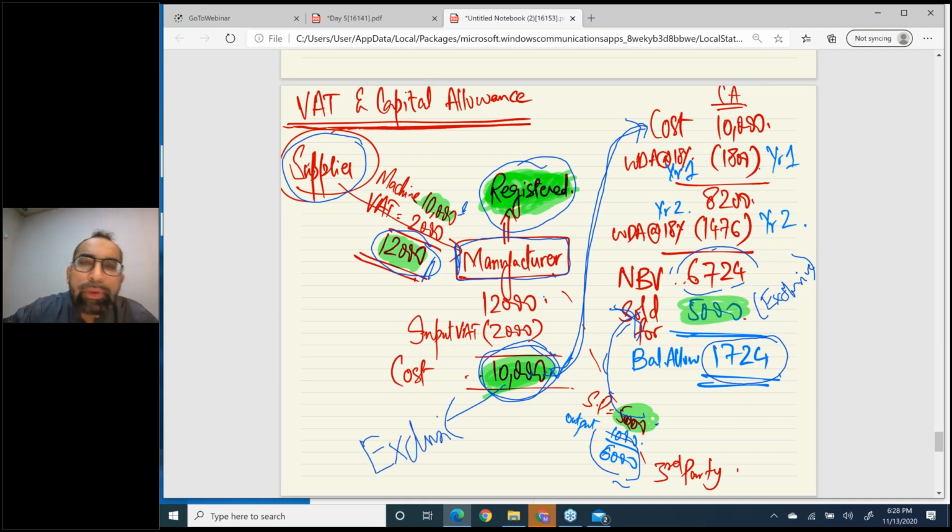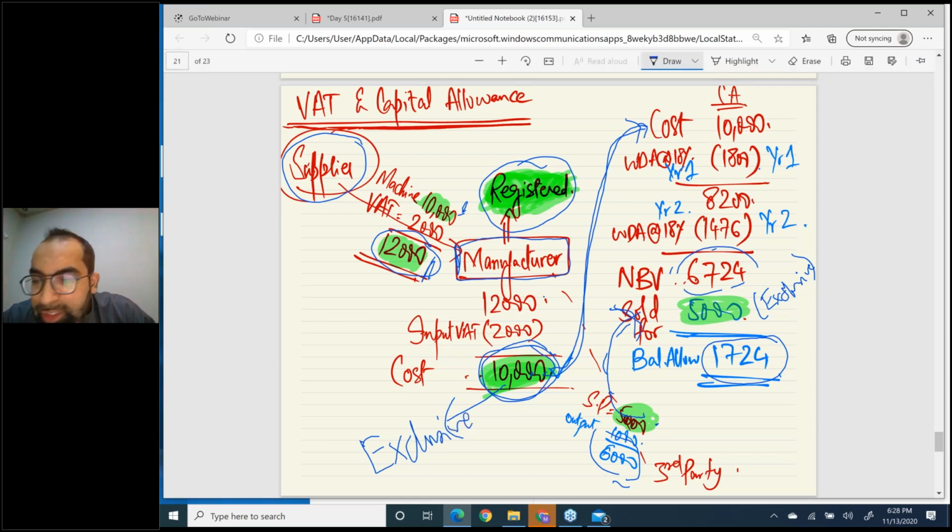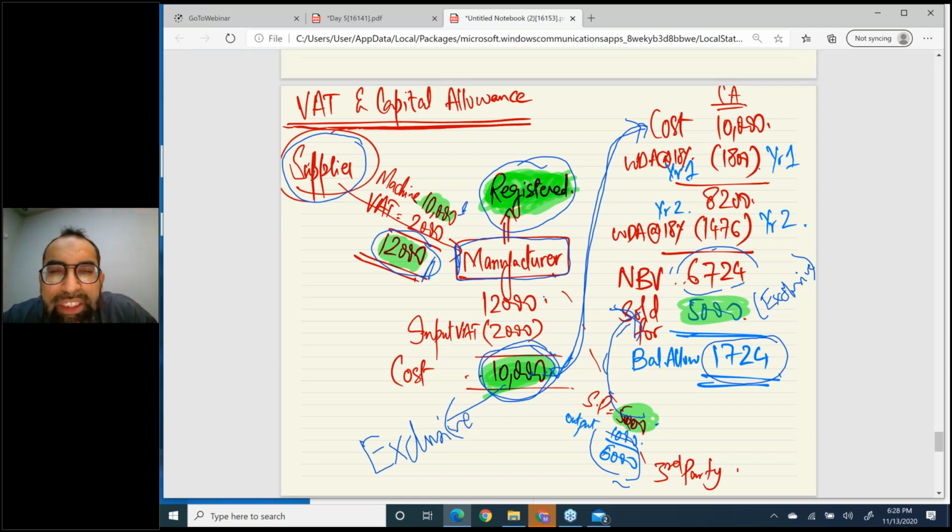For registered trader, we'll compute capital allowances on exclusive price. Why? Because our cost is exclusive price. Why? Because government will return us input VAT.